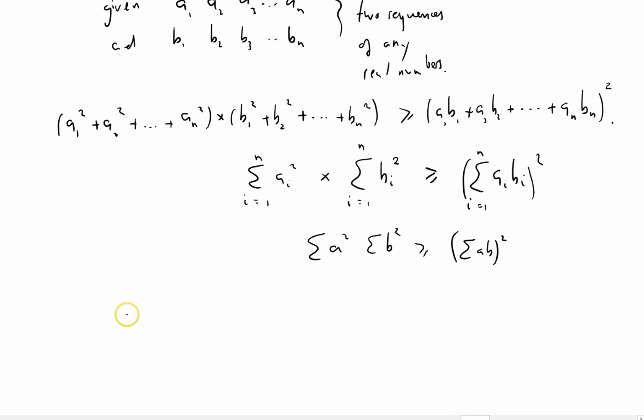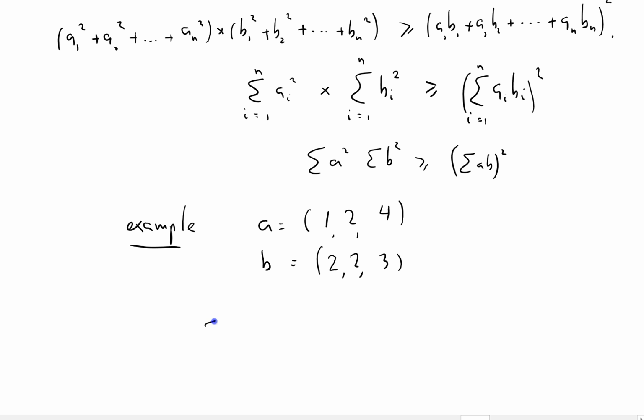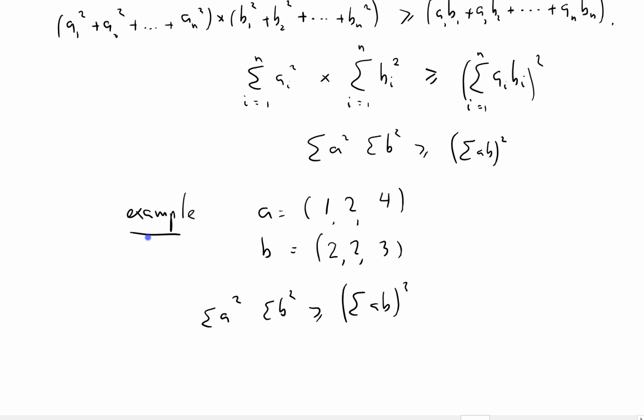So I'm just going to give you an example with numbers in it, just to show you how it works. I'm going to say A is the sequence 1, 2, let's say 4, and B is the sequence, let's say 2, 2, 3. And so Cauchy's inequality says sigma A squared, sigma B squared greater than or equal to sigma AB all squared.